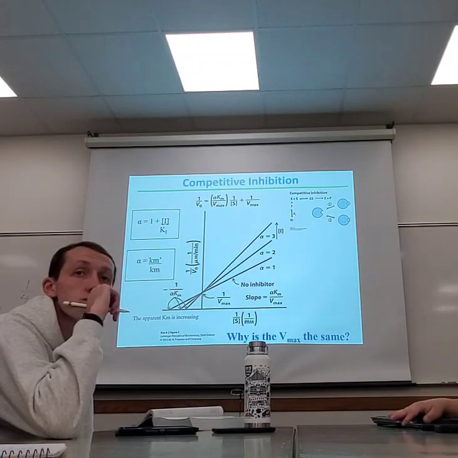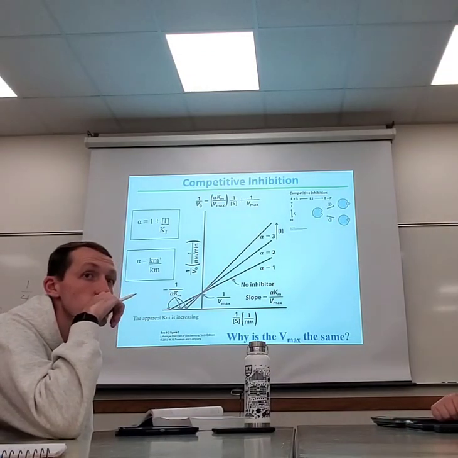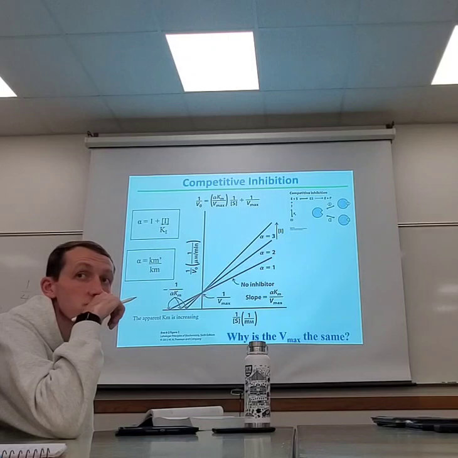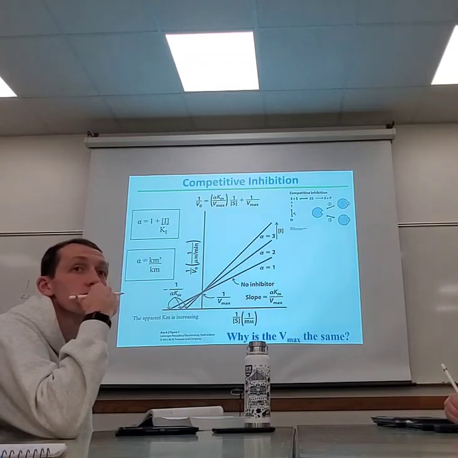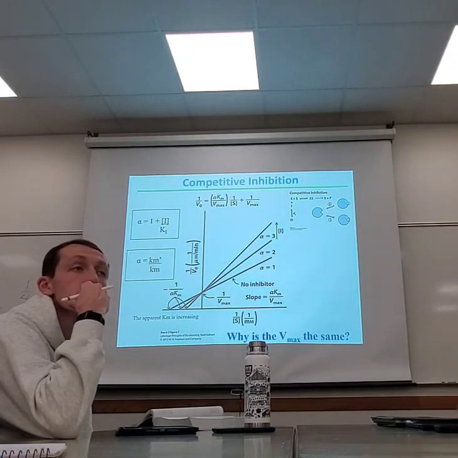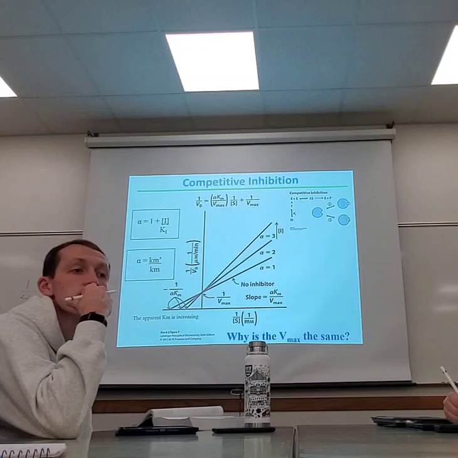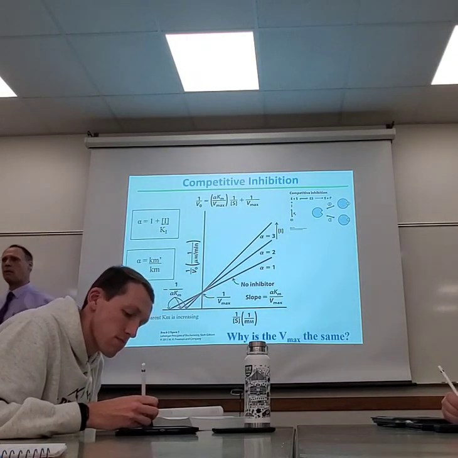Right. But the reason the Vmax is staying the same is that at some insanely high ratio, where I have so much substrate compared to my inhibitor, 1,000,000 to 1, maybe it's only 10,000 to 1, it doesn't matter. The enzyme only finds the substrate. It doesn't see the inhibitor. And so the Vmax appears to be the same.